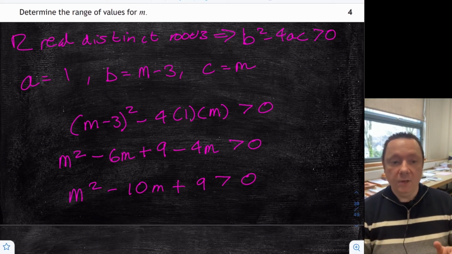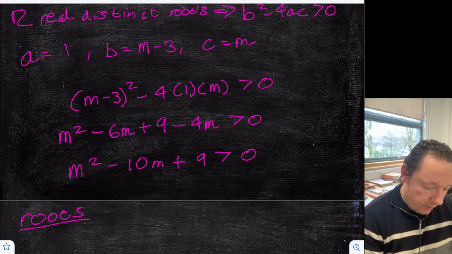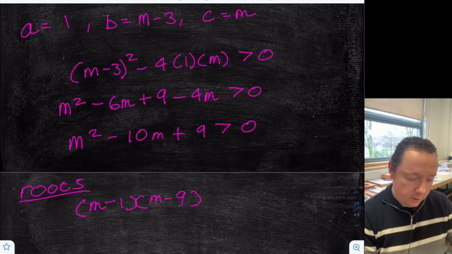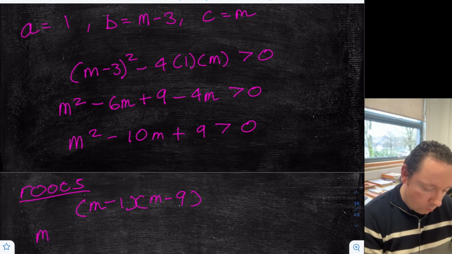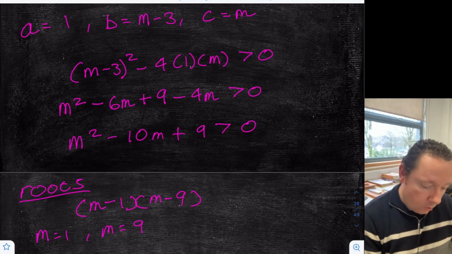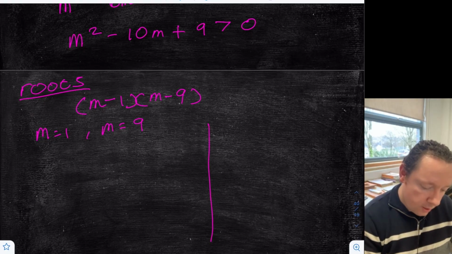So we need to examine the roots. So looking at the roots, we can try and factorize this. We've got double brackets, m and m, 9 and 1, minus 9 minus 1 gives you minus 10. So the roots are m equal to 1 and m equal to 9. And now we need to draw a graph to examine when is the inequality greater than 0. So that's why we look at the roots. So we'll draw a quick graph. We put our roots on at 1 and 9.